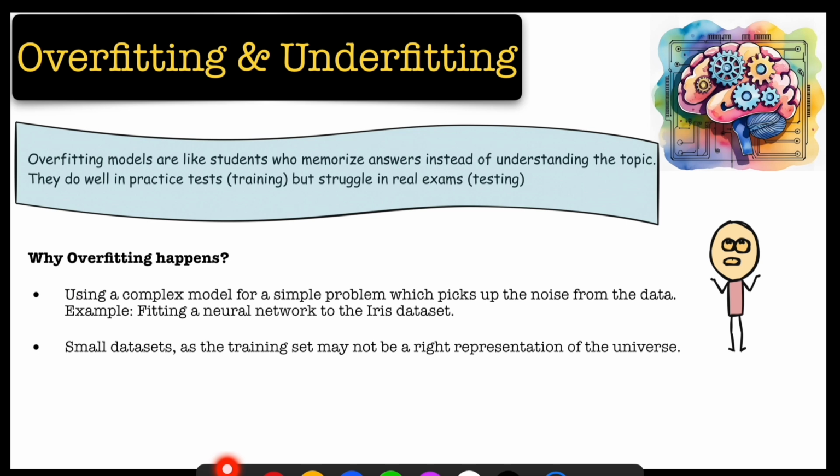Now, what are the major reasons for overfitting in neural networks? One thing we already discussed, that is the complex model. Using a complex model for a simpler problem picks up the noise from the data. Let's say we talk about the iris data set. If you know about the iris data set, that is a very simple data set. If we try to fit this data set with a deep neural network, that will try to overfit. One more reason your model can overfit is small data sets, as the training set may not be the right representation of the universe. If we have a very small data set, the model will perform well on it and try to learn every feature of it, but it will not work well for new data because the training data set we have is not a real representation of the overall data. So these are scenarios when a model can overfit.